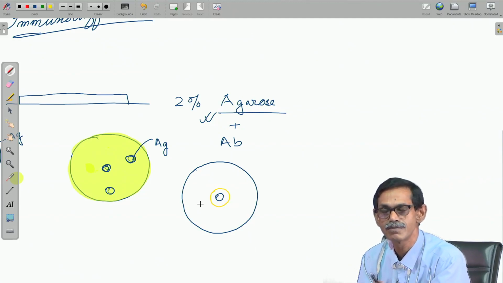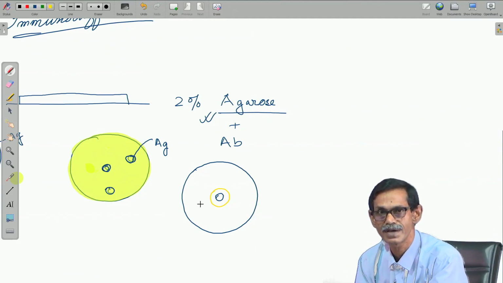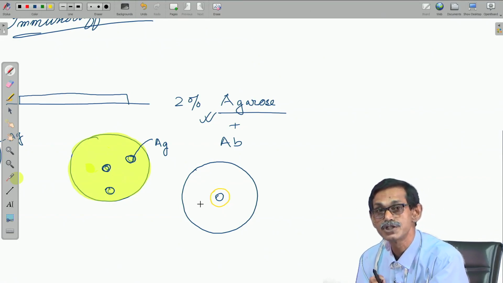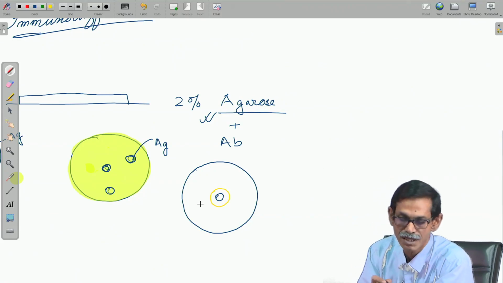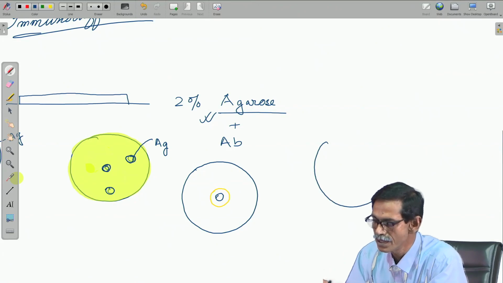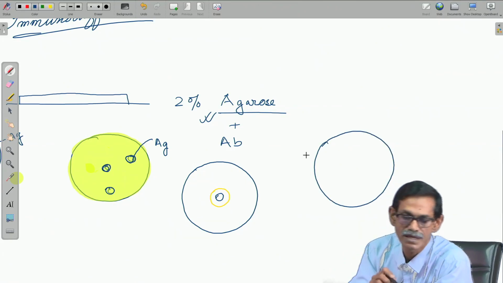You can tell whether the amount of antibody is good or bad, but normally we do not use this, we use double diffusion. What is there in the double diffusion? In double diffusion, we use the same Petri plate.